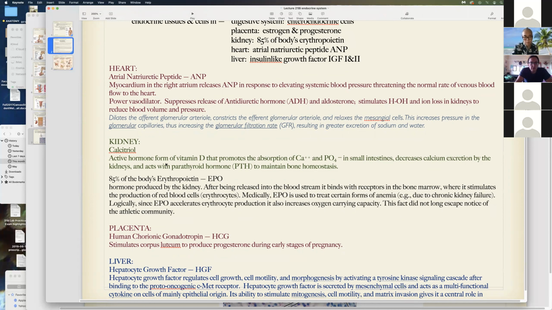Calcitriol is the active hormone, and it works together with vitamin D. And that's the one that's going to be producing the absorption of calcium and phosphates in your small intestines. At the same time, it would decrease calcium excretion at the kidneys. That means whatever you sent there is going to be recycled. And it also works together with the parathyroid hormone. That's the one that would maintain homeostasis of the bones.